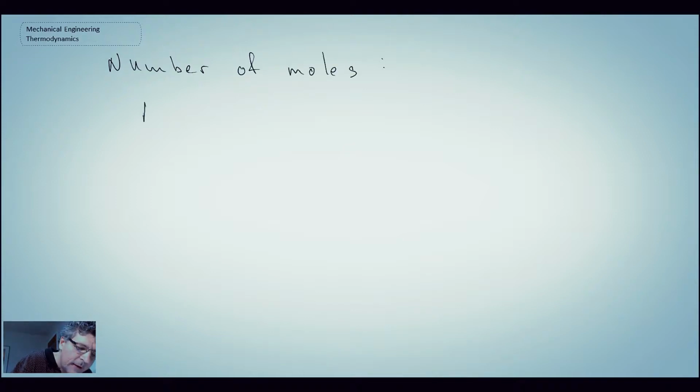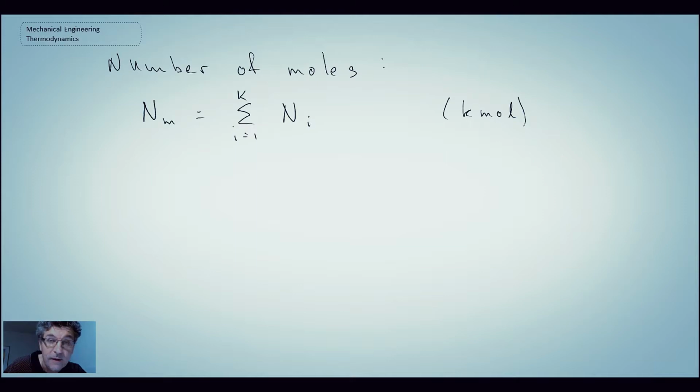And in a similar manner, the number of moles in a mixture is going to be the number of moles of each component summed together, and that'll give us a value in kilomoles. Now, having defined both the mass of the mixture as well as the number of moles, we can divide each component's mass by the total mass of the mixture, and that brings us to what we call a mass fraction.